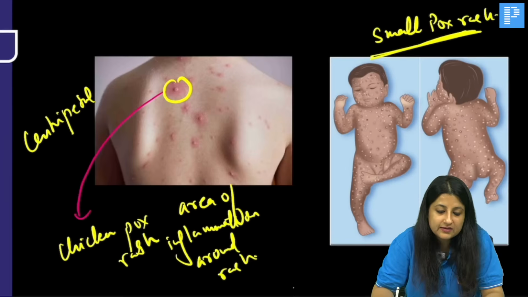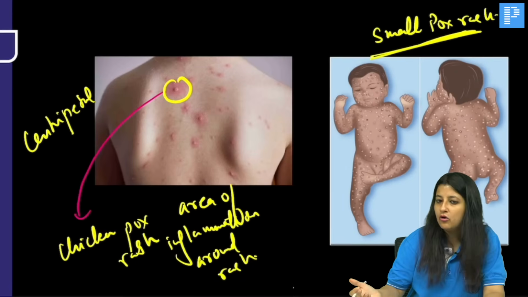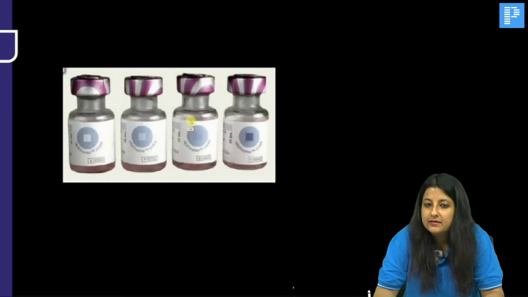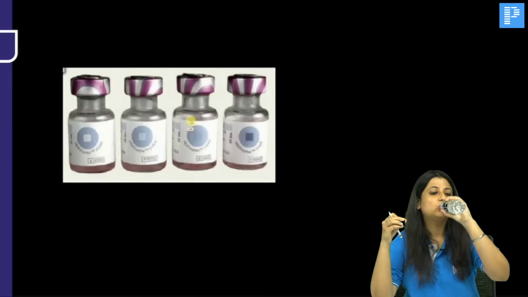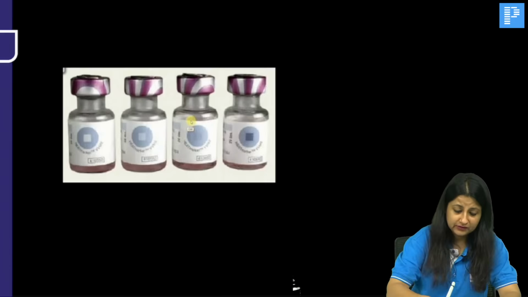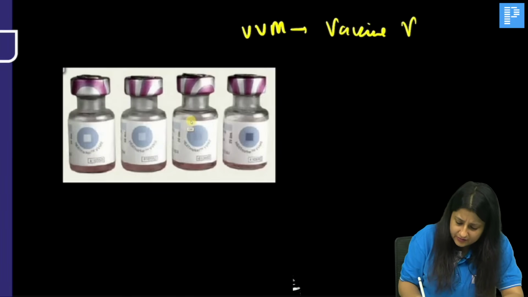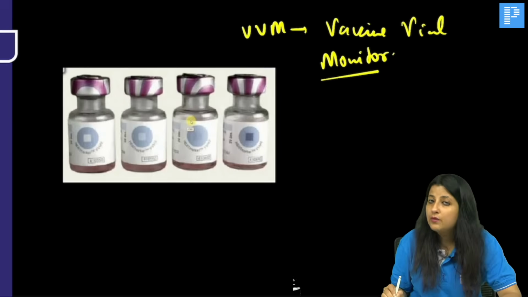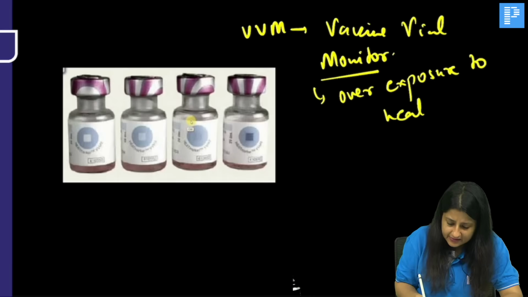So these are the images that you should have a look at: measles, chickenpox, diphtheria, mumps, very commonly asked. What does this image tell us, guys? ये किसका image है? Anybody? Good. VVM. VVM is vaccine vial monitor. Vaccine vial monitor tells us whether the vaccine has been damaged by overexposure to heat.